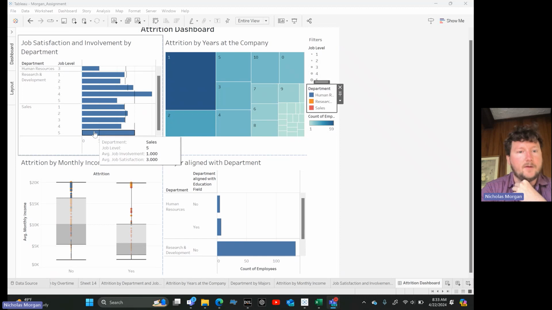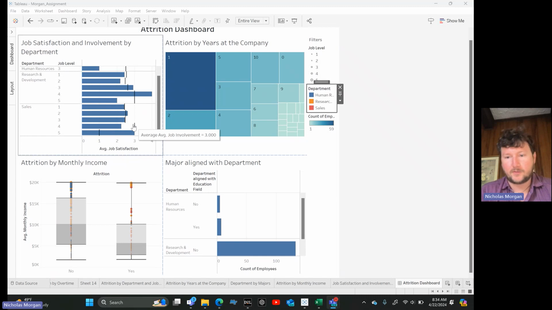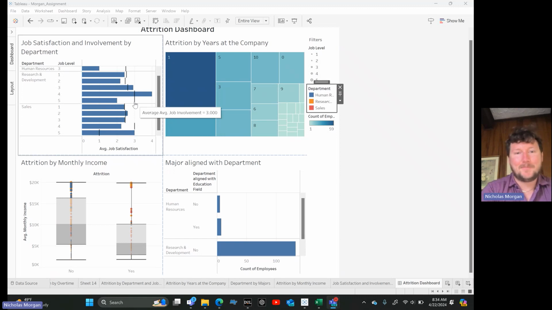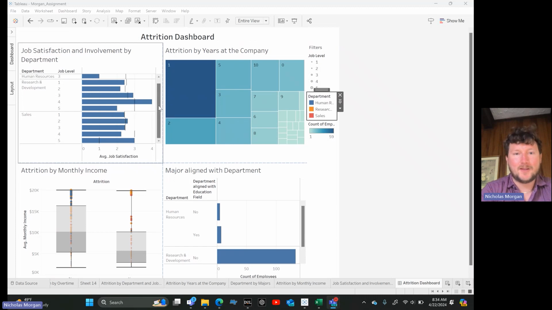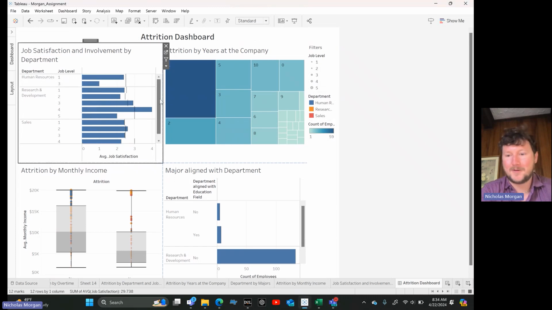And then obviously right here at the level 5 job level in sales, you can see the job level is very low, but the satisfaction is very high. Obviously, this is a trend: these people really not doing too much work are probably going to be more satisfied. That's an obvious one. I mean, I would love to do less work. I would definitely mark that I'm more satisfied.